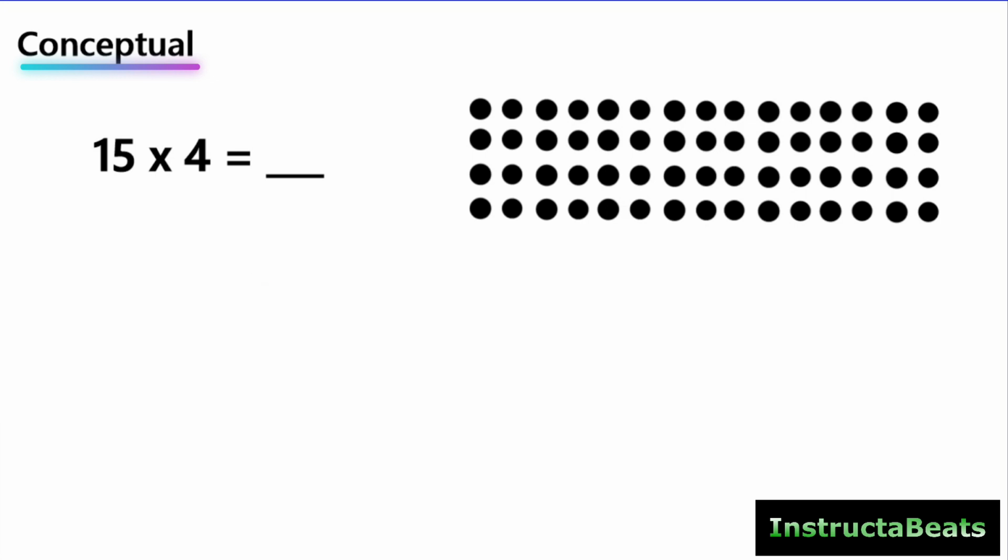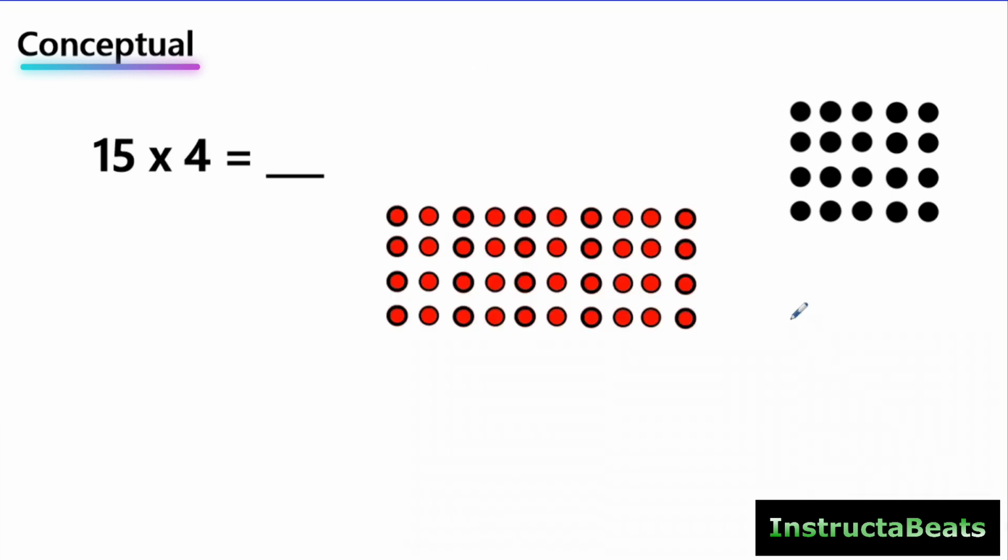I have 15 groups of 4, right? Here's one group, and I have 4 in each group, okay? So I have 15 of these, but you know, I don't know my 15 facts. So all we did was we took 10 of the groups, and I'll change the color so you can see it right here. And all I did is I just made 10 groups of 4 right here, right? You can see I have 1, 2, 3, 4, 5, 6, 7, 8, 9, 10 groups with 4 in each.